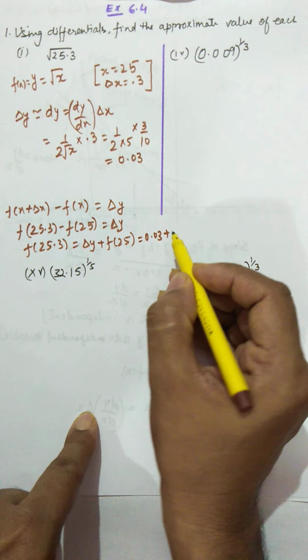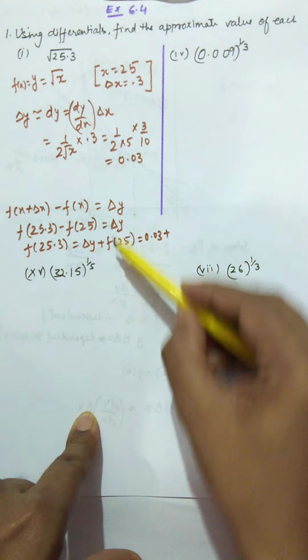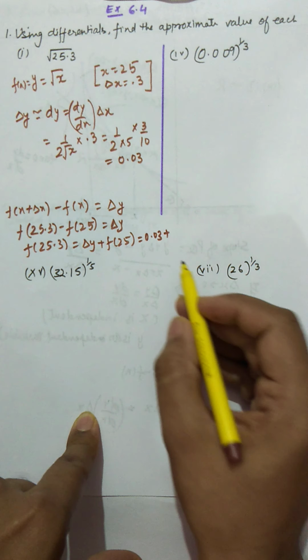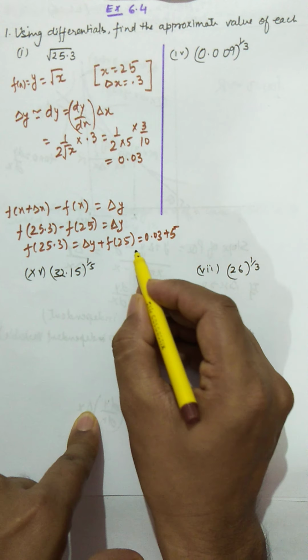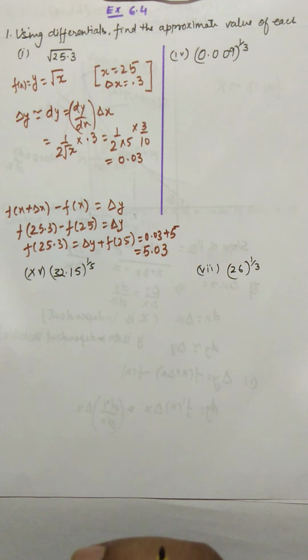Now we substitute this value of Δy here: Δy is 0.03, and f(25) is going to be 5. So your answer is going to be 5.03, that you have found with the help of approximation.